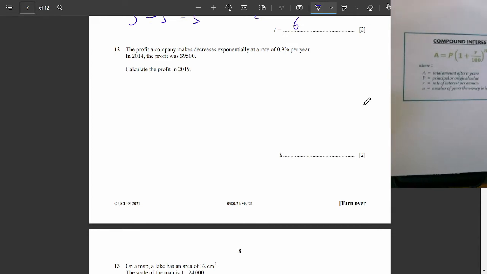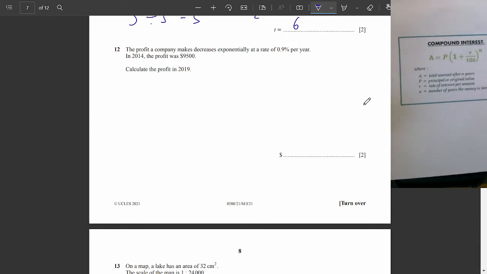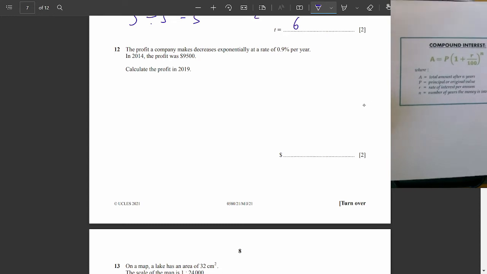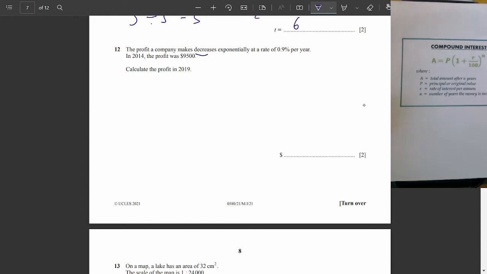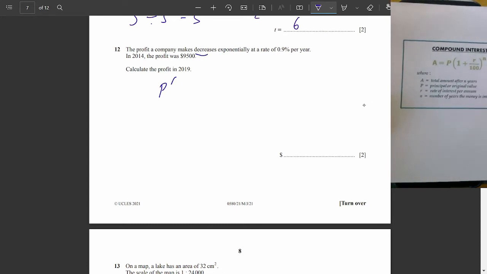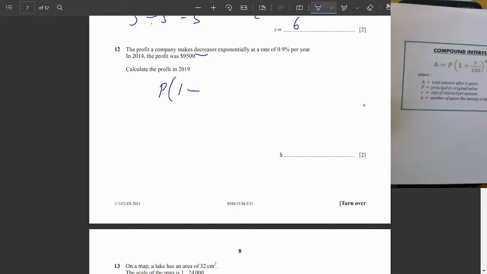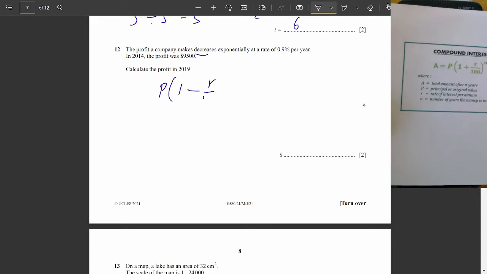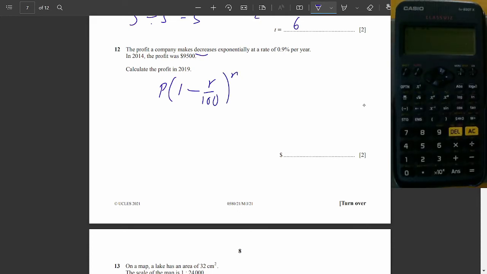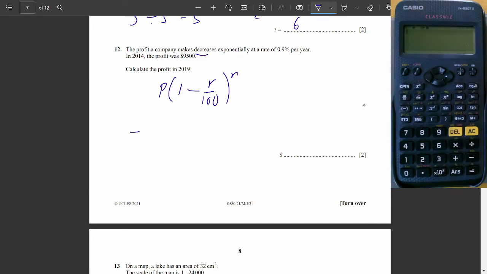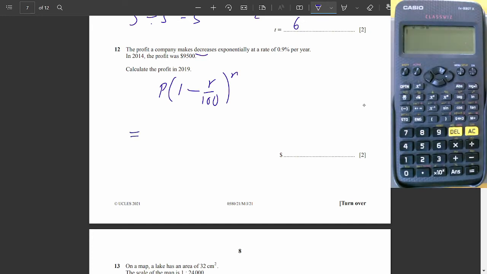Only difference here is it's not compound increase in interest, it's decreasing. So we kind of have the same formula, but because we are decreasing, we put a minus where the plus is, because the value is going down exponentially. Okay, so our formula is going to look like this. Take the principal amount, in this case is 9,500.